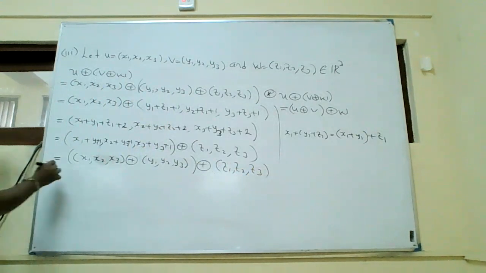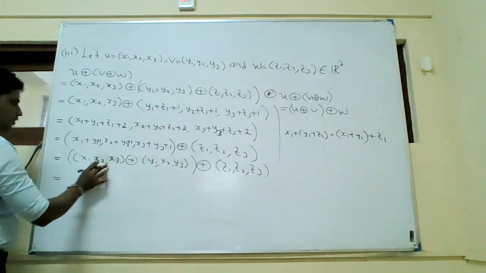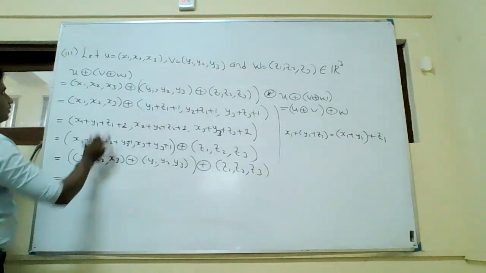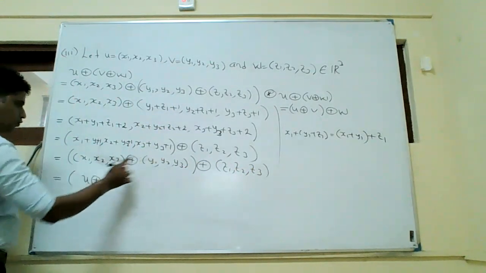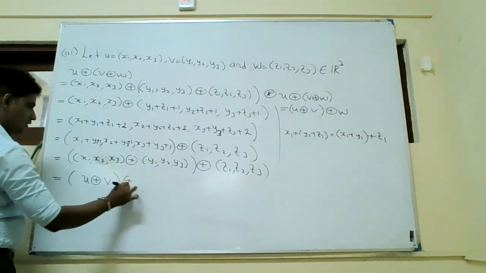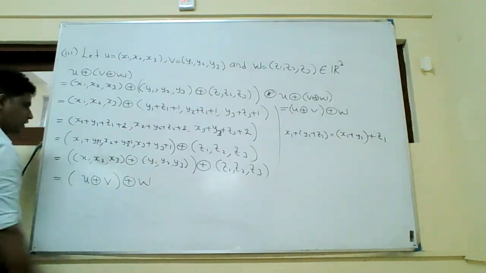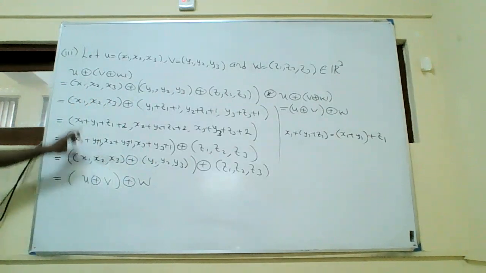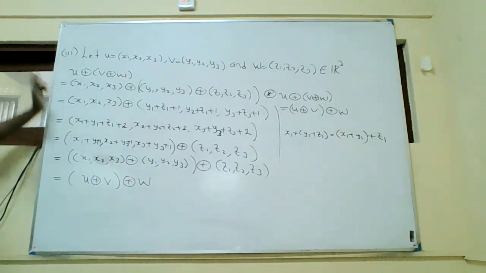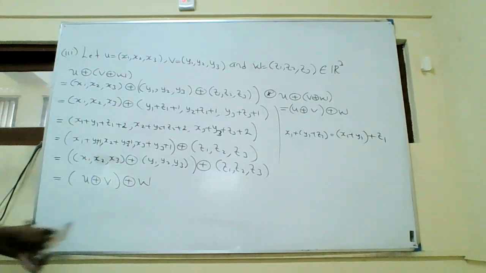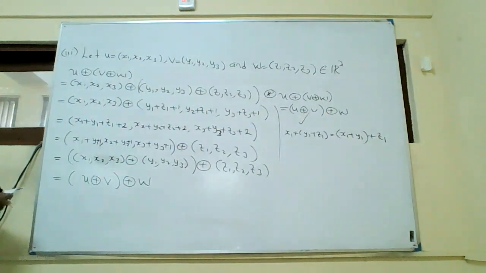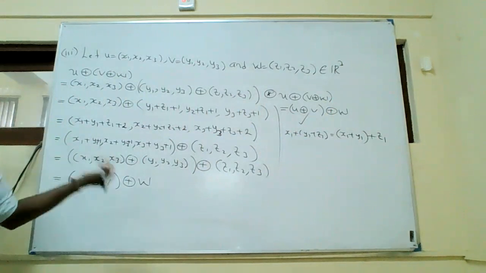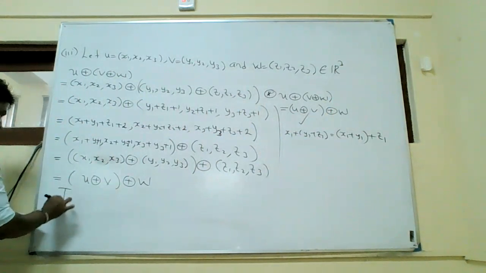Now, this x1, x2, x3 vector means u. Yes, it is u. It's vector addition. Okay, it is your v. Another vector addition, it is your w. Is it okay? This is your claim. You take this one, you prove this one. Therefore, we prove this claim. Thus this addition is associative.